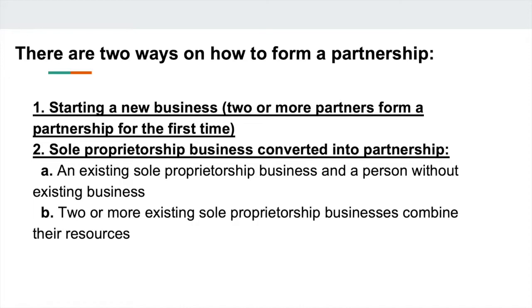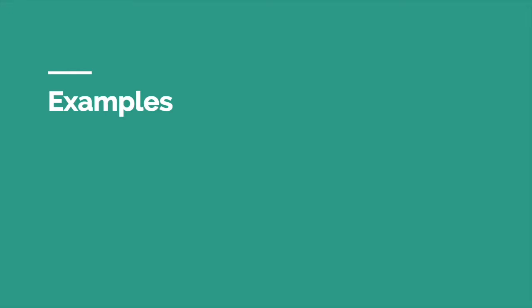So first is starting a business, where two or more partners form a partnership for the first time. Second is sole proprietorship business converted into a partnership. A. An existing sole proprietorship business and a person without an existing business. B. Two or more existing sole proprietorship businesses combine their resources. I'll no longer elaborate more on this because my partner Pierre will be the one to elaborate on these things later on. Let's go to some examples.